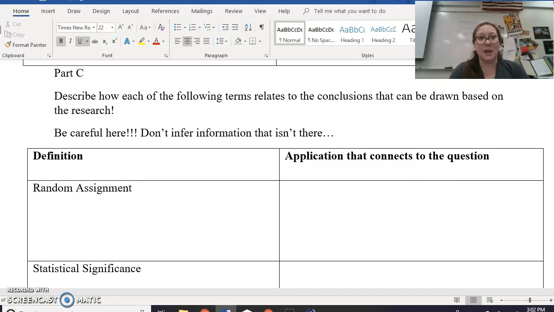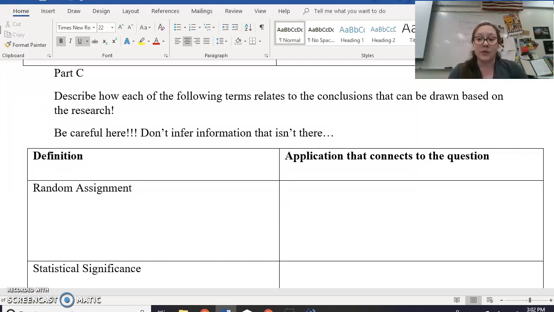So therefore, without random assignment, let me put it to you this way, it narrows the audience of what this research would apply to. So that's why it's important.